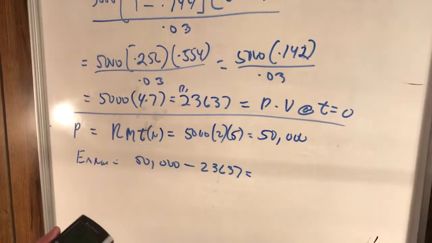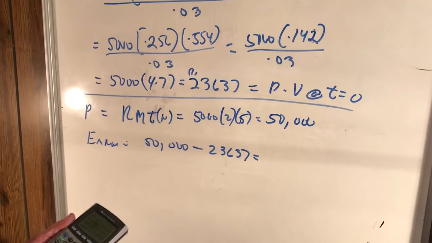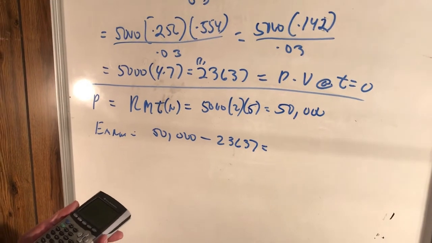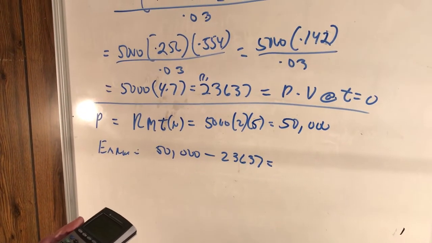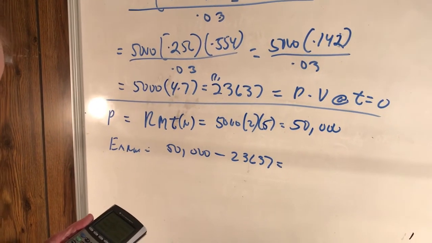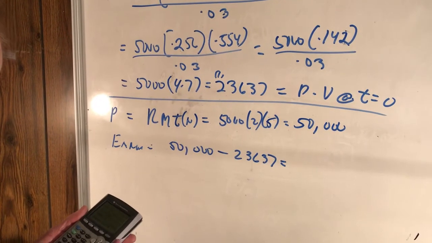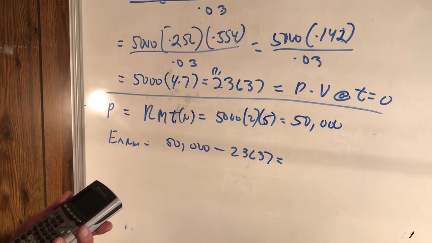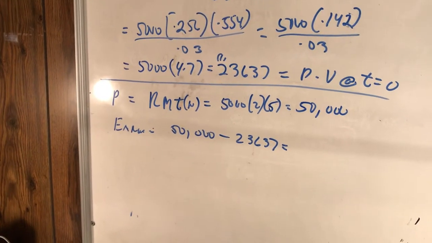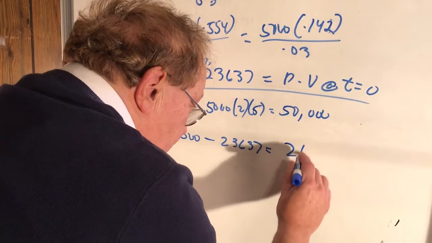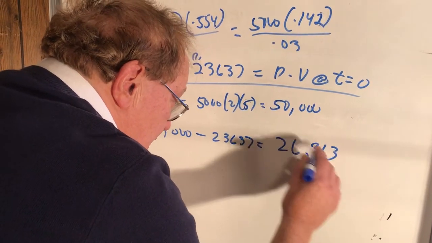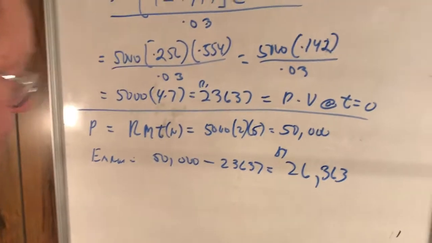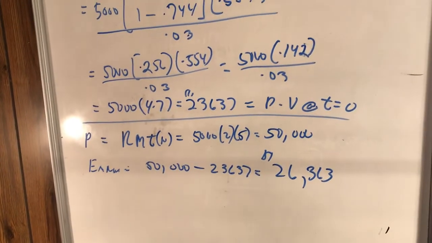Right. So 50,000 minus 23,637. So he made 26,363. Right. So those were his earnings over the 10 years that he put his money in.